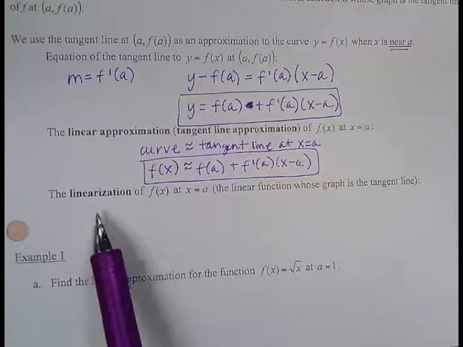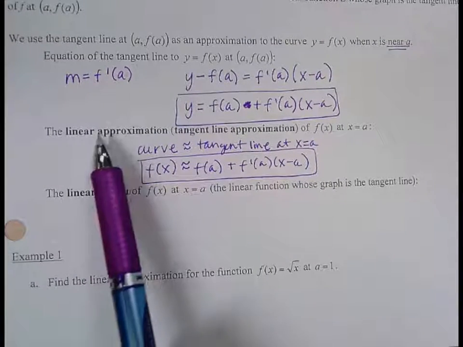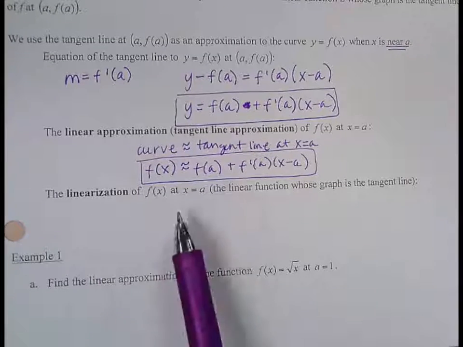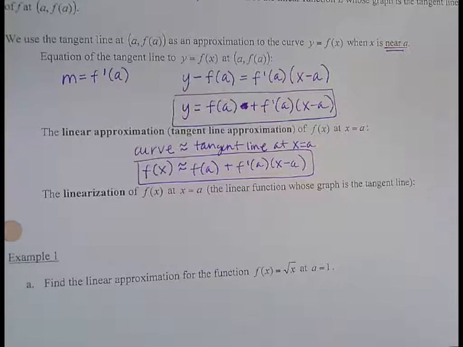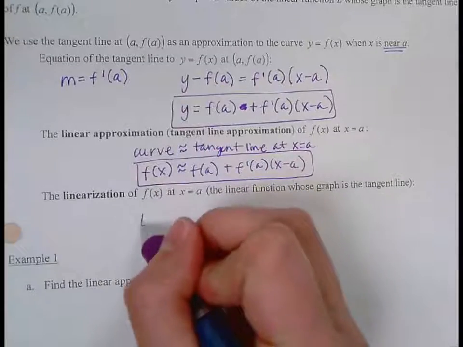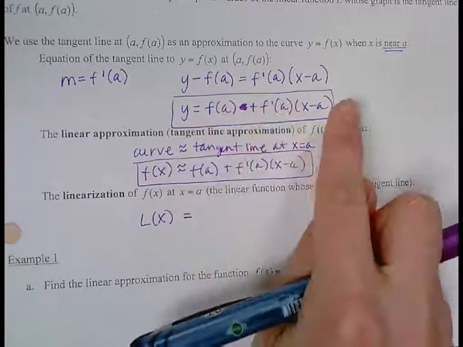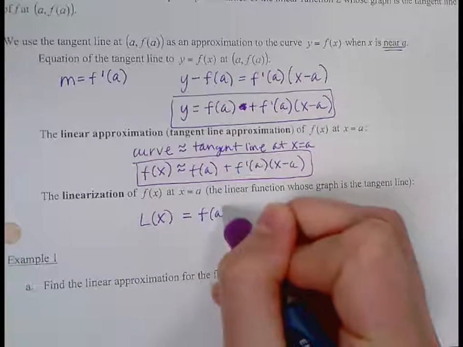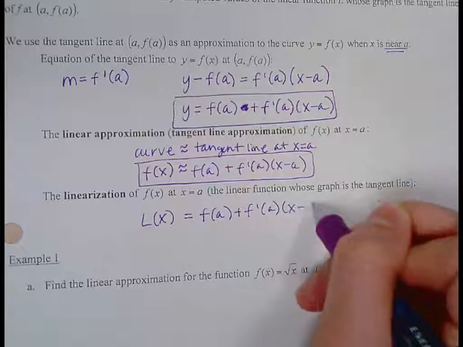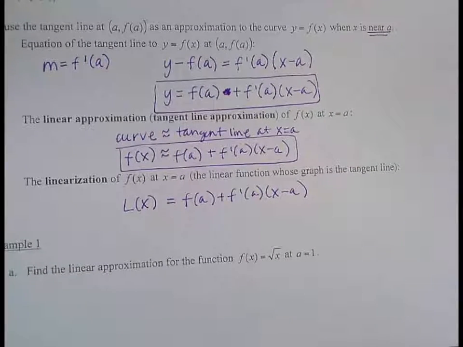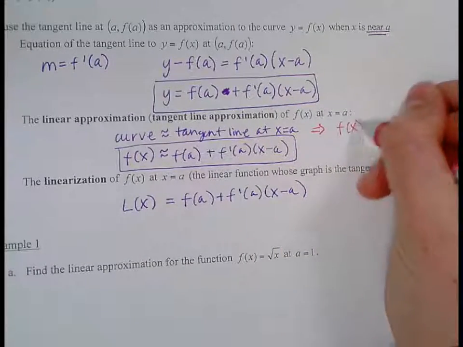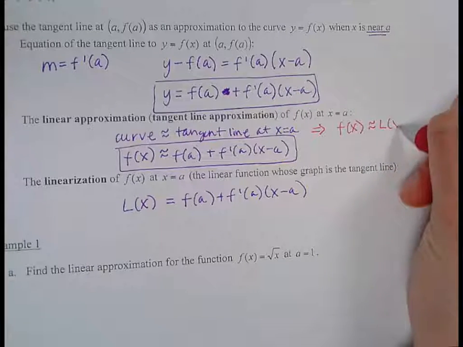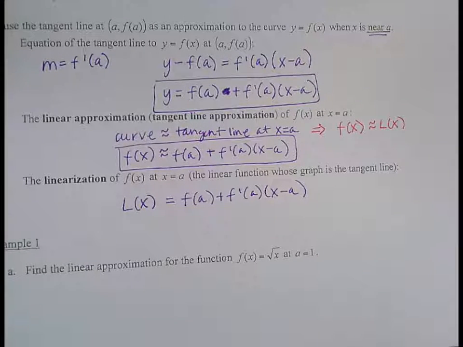And then the linearization is written differently from the linear approximation. This is actually the linear function whose graph is the tangent line, and it's noted with L of x for linearization. So this would just be L of x equals your tangent line equation. So L of x would equal your f of a plus f prime of a times the quantity x minus a, or if you have it in slope-intercept form. So we could also say up above that this really means f of x, your original curve, is approximately equal to L of x, and L of x is your linearization or your tangent line.